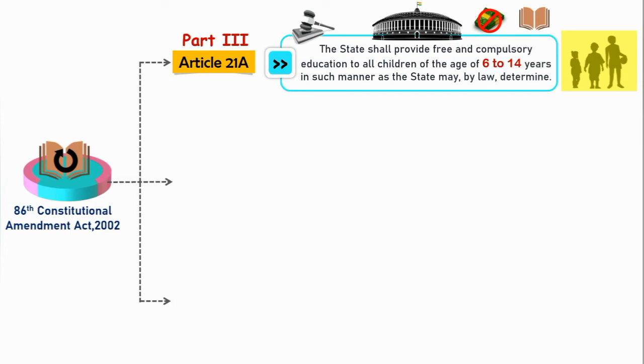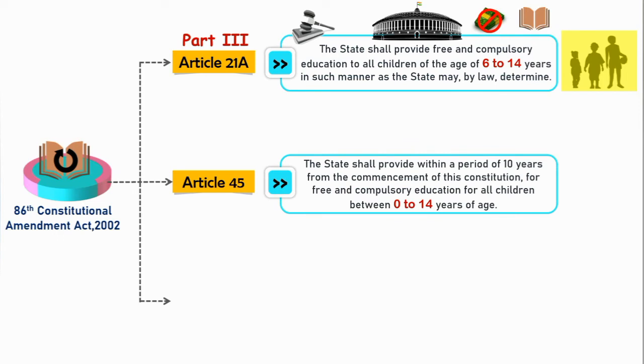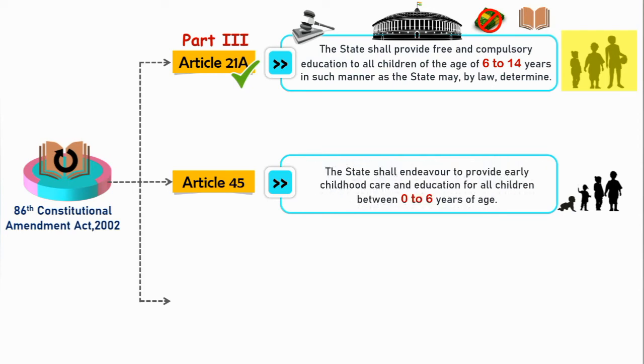The second change was made in Article 45. So far, we have seen that Article 45 talks about providing free and compulsory education for children between 0 to 14 years of age. But after the insertion of Article 21A, the age group of children mentioned in Article 45 has been changed from 0 to 14 years to 0 to 6 years. So which means Article 45 provided provision of free and compulsory education for children between 0 to 6 years, and Article 21A for children between 6 to 14 years of age. Right? Now the third change that was made by 86th Amendment Act was in Article 51A.